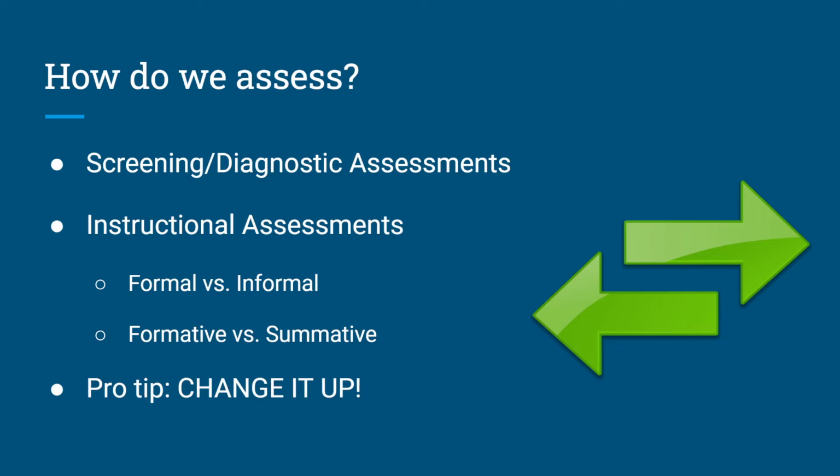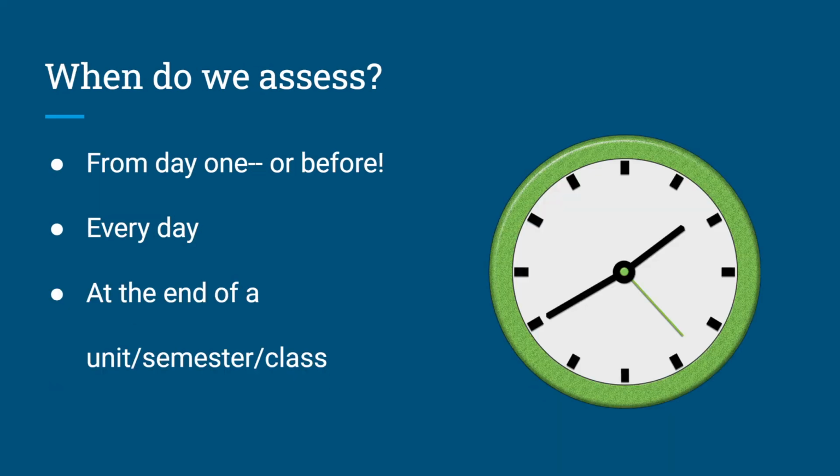Then there are instructional assessments. These are the ones that we're administering the most often in our classrooms: pre-tests, turn and talk, quizzes, projects, thumbs up, thumbs down, all of those that take place throughout our instruction. And then from the instructional assessments, we can split it into formal versus informal, and then formative versus summative. And I won't get into more of that because I know that's someone else's topic. And I put a pro tip here at the bottom. You'll see that at the big ideas at the end too, because it's really important, which is to change it up.